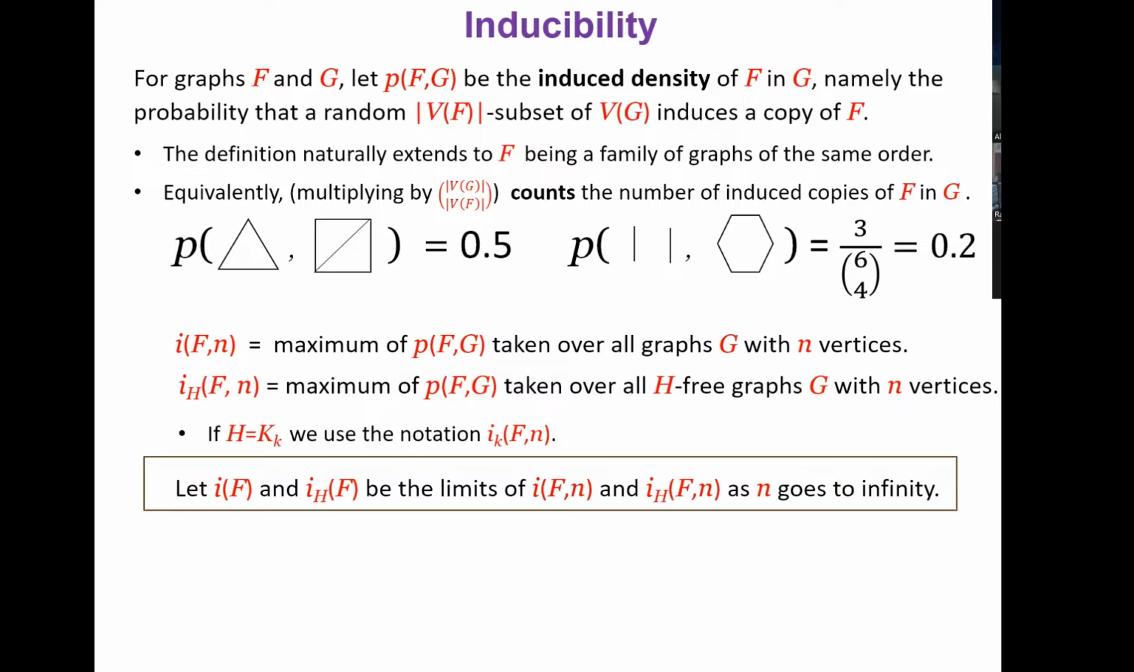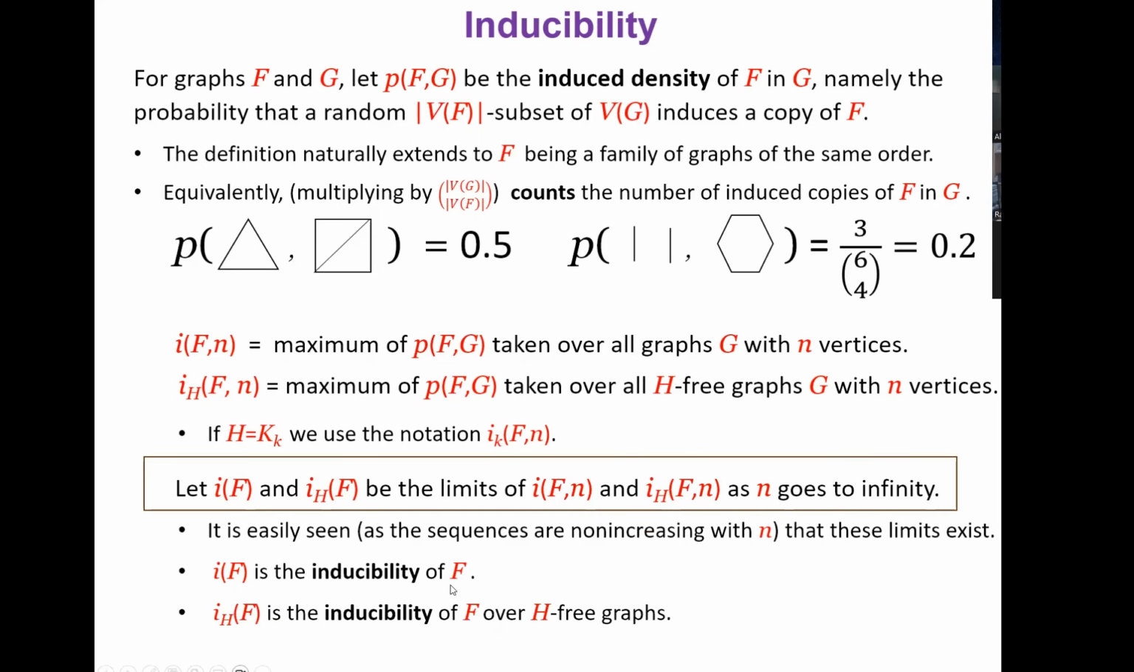And one nice thing to see is that these sequences, as a sequence of n, are monotone non-increasing. This is a very easy exercise. So the limits of I(F,n) and I(H,F,n) exist, and these are well-known notions. So we call these limits I(F) what is called the inducibility of F. So we are asking ourselves, in the limit, what is the induced density of F? And similarly, I(H,F) is the inducibility of F over H-free graphs.